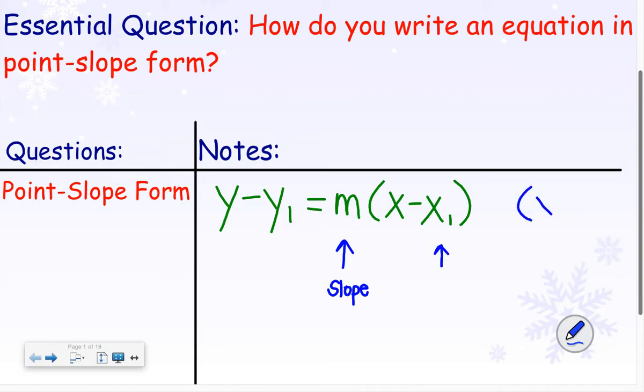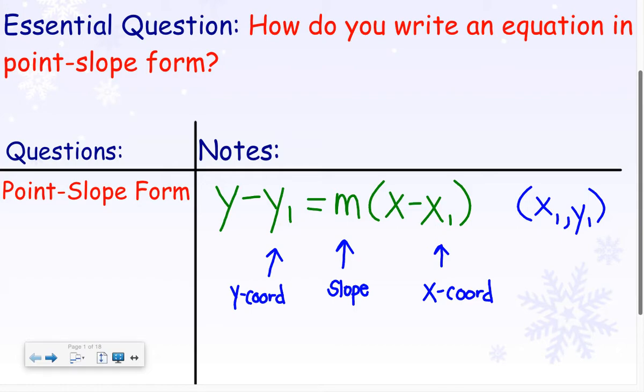So if you have the coordinate point x1, y1 that falls on the line, the x coordinate goes in here, and then the y coordinate goes in here. And then we'll do lots of practicing of filling in this equation in the examples.